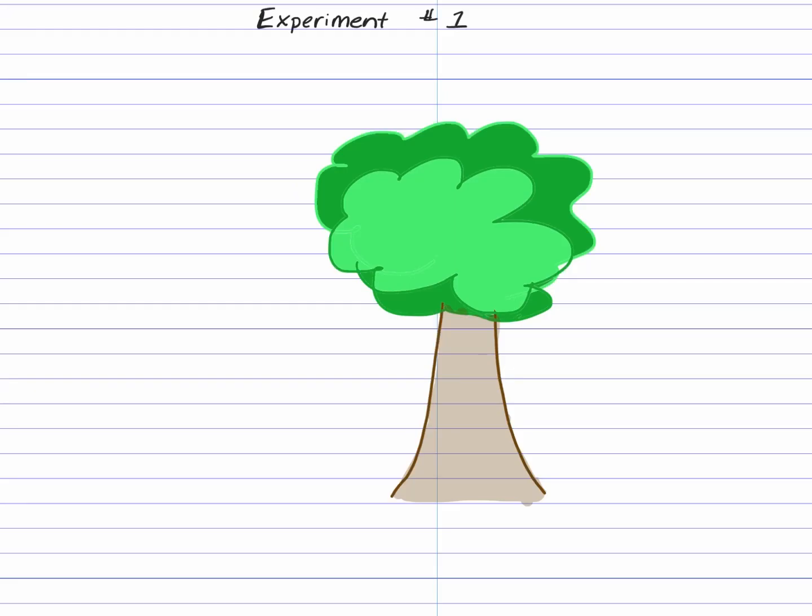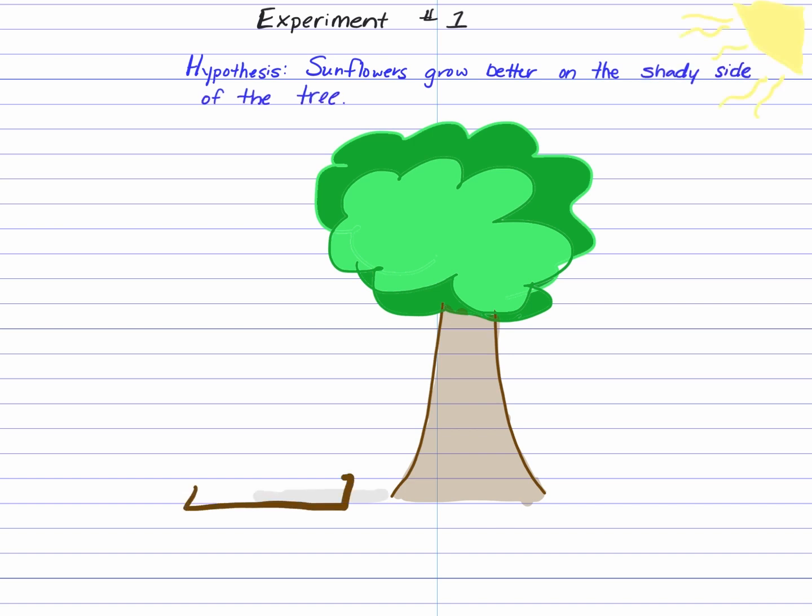Let's go ahead and set up some examples so we can get some practice in figuring out which of these variables are which. So for this experiment, my hypothesis is that sunflowers grow better in the shade of the tree than in the direct sunlight.